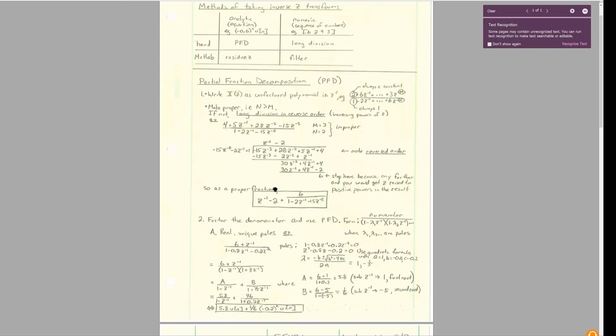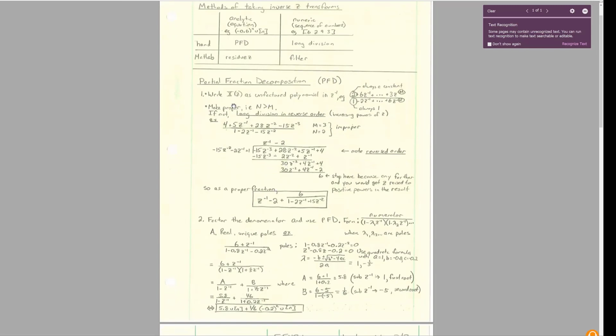But let me tackle the hardest part first. Partial fraction decomposition. This is kind of the standard way when you talk about, I need to take an inverse Z transform. Just like if you need to take an inverse Laplace transform in continuous time, this is what you think of, partial fraction decomposition. So let me talk about this first.